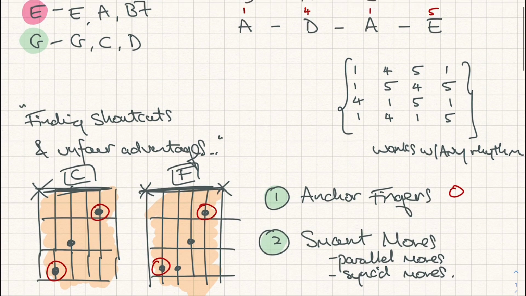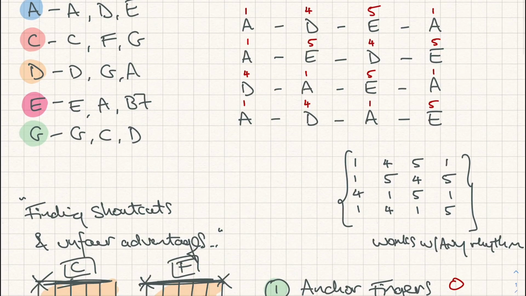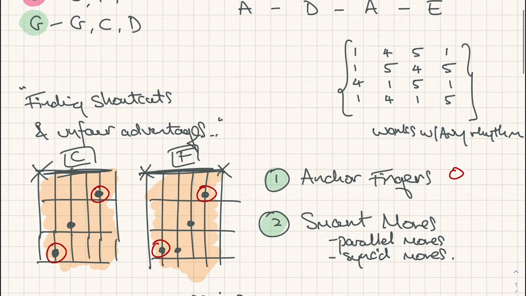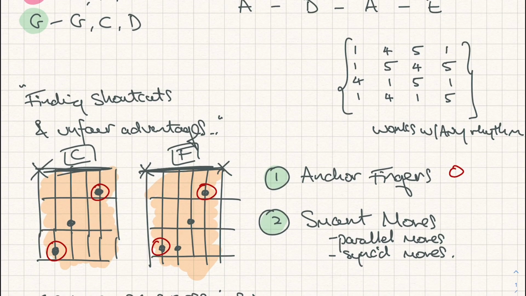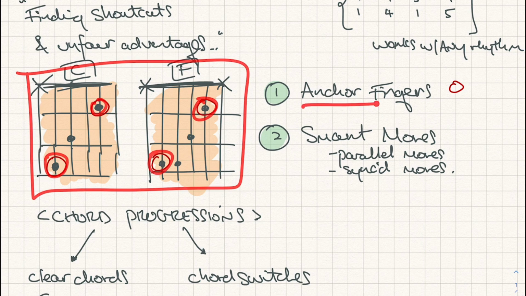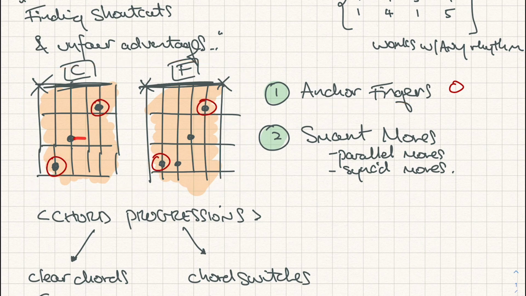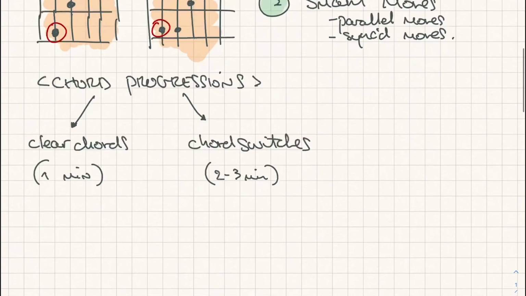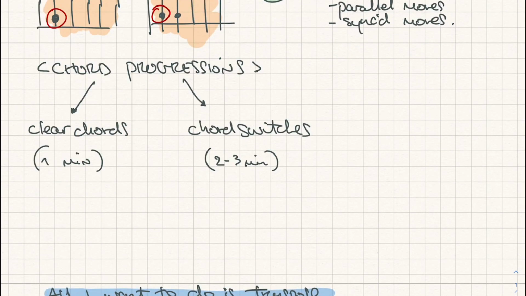Then we said that sometimes if you're having difficulties with the chord progressions, there's 2 things to find in shortcuts and unfair advantages. The first thing is you could go by diagram and look where the dots are similar. Those are your anchor fingers. But then there's smart moves. That one goes to there. It was here, now it's there. And synced up moves, moving 2 or more fingers at a time.